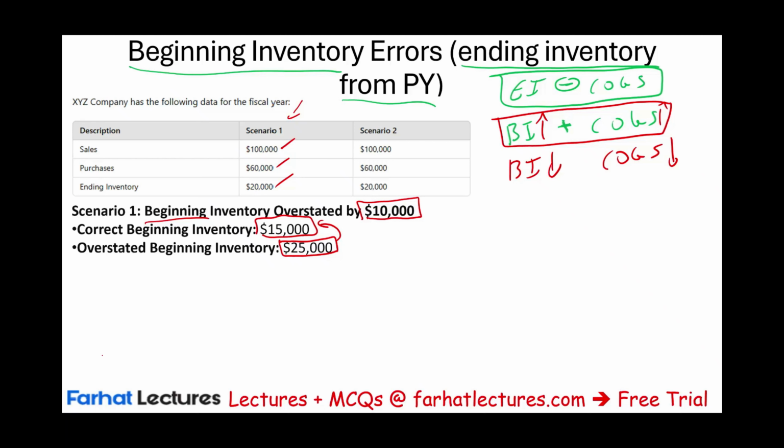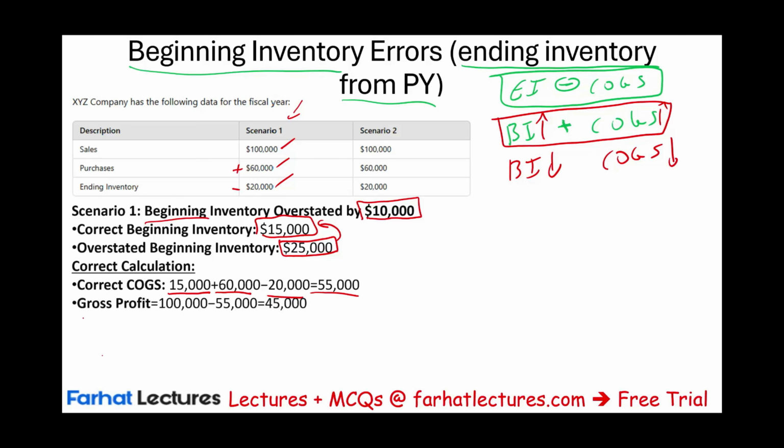That's a huge amount. Any auditor should catch this, right? The correct computation: beginning inventory, the correct number, plus purchases, the correct number, minus ending inventory equal to 55. So the correct cost of goods sold should have been 55. The correct gross profit should have been 45.